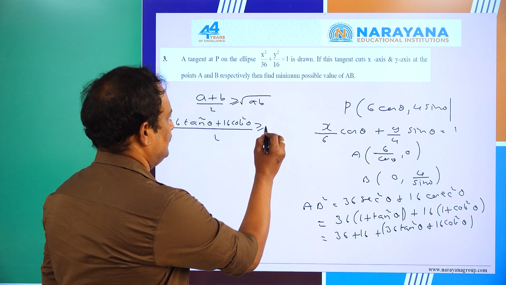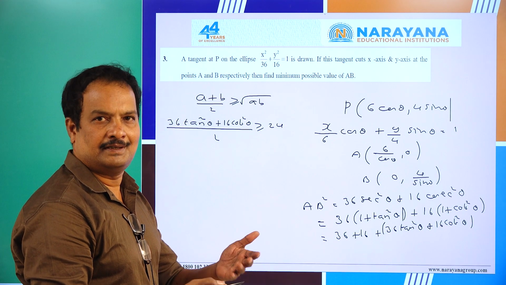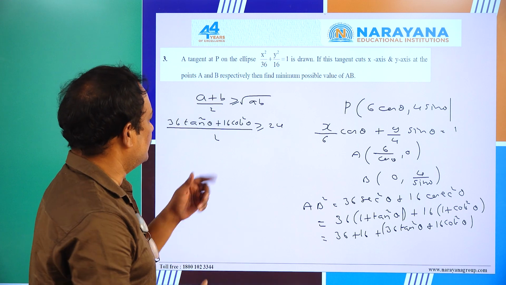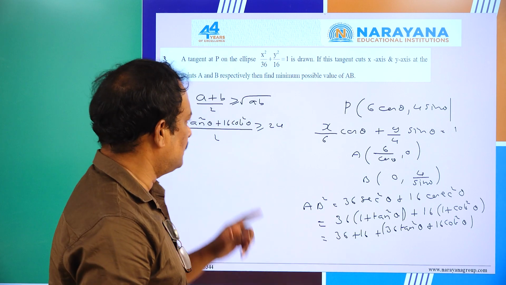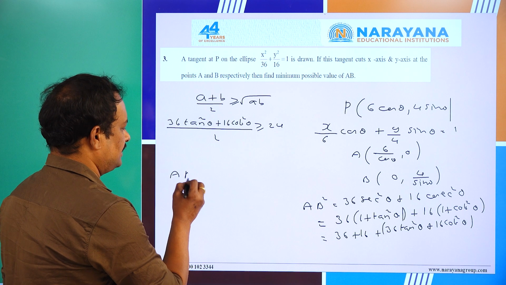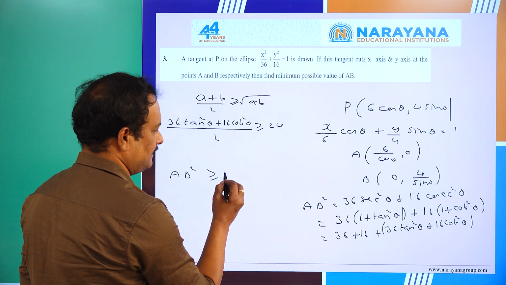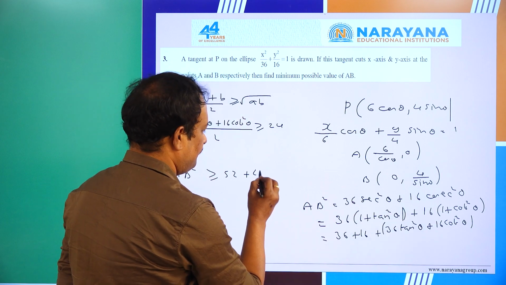So that's obviously 24. Because tan square theta into cot square theta is 1 for all permissible values of theta, of course. So when you simplify this, the least value of this expression is nothing but 48. So finally, AB square is now very clear, that's greater than or equal to this 36 plus 16, that is 52, plus the least value of the second part, which is 48.